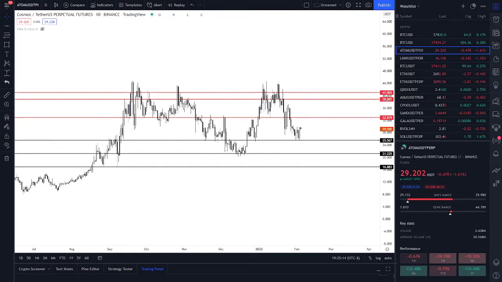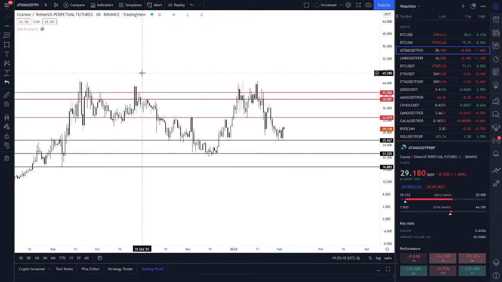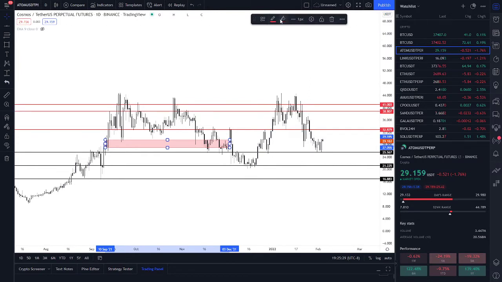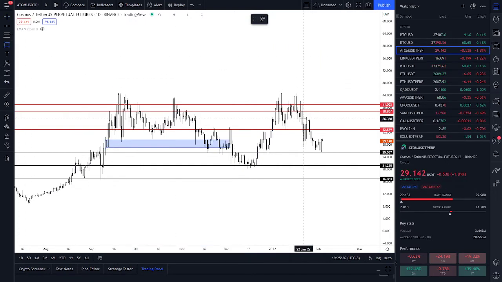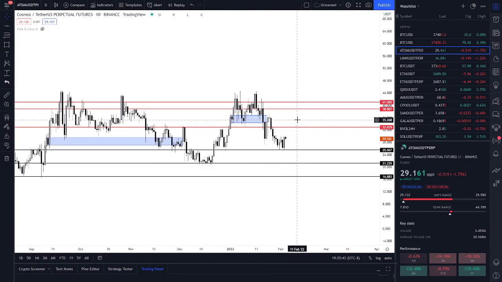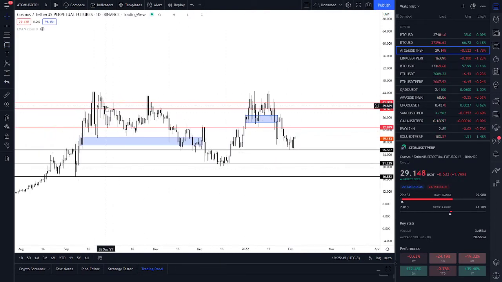Now we're going to be looking for demand and supply zones. Blue is demand. And I'll go over all these examples.